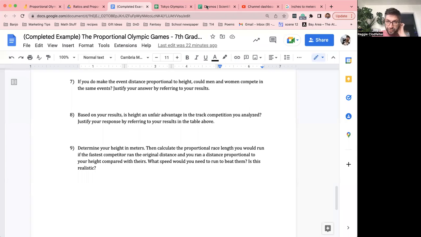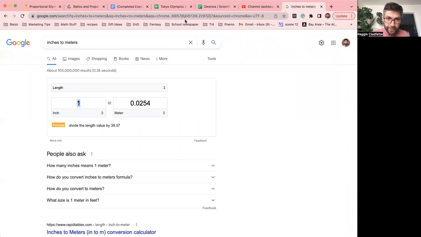Okay, so question 9 is the end of the project. We're going to compare our height in meters to the fastest competitor in our event and see our proportional race length and how fast we'd have to run to beat them. So first you have to find your height in meters. If you know your height in inches, I'm 6 foot, which is 72 inches.